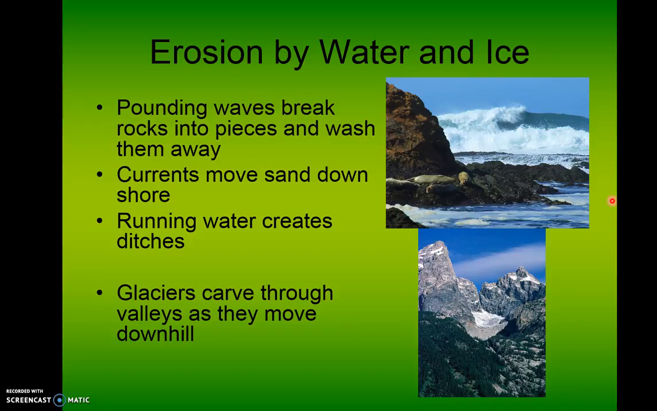Now, talking about ice, we have a picture here of a glacier that's very slowly going to work its way down through the valley, and as it does that, it's going to carry this loose sediment with it. It's going to basically push it downhill. So that's another way that we can have erosion.